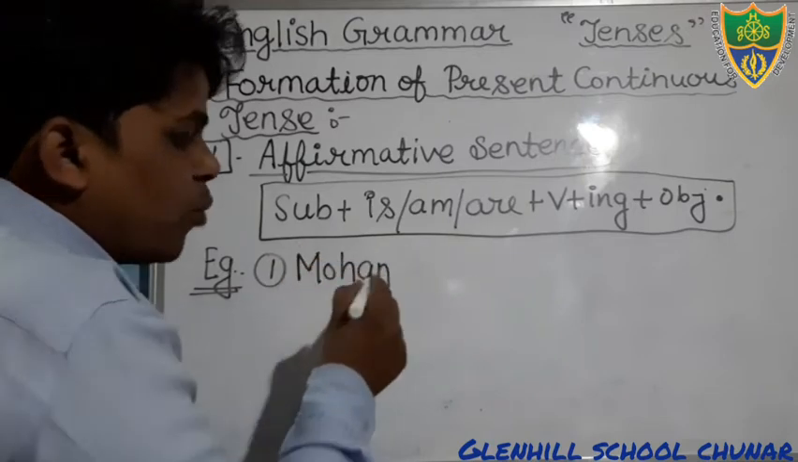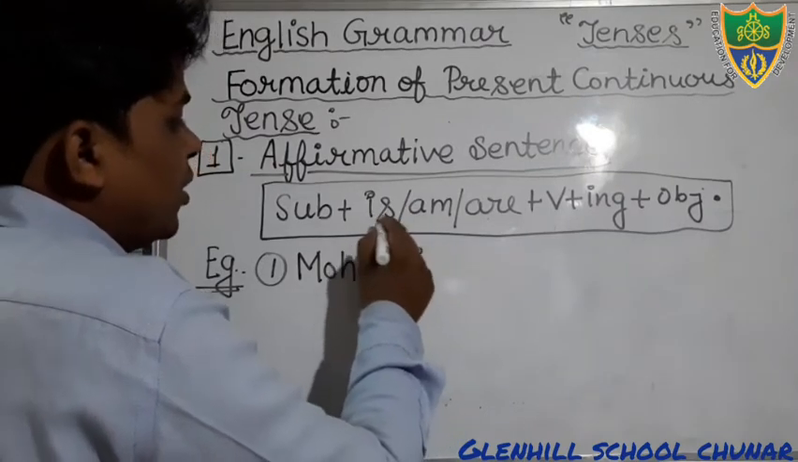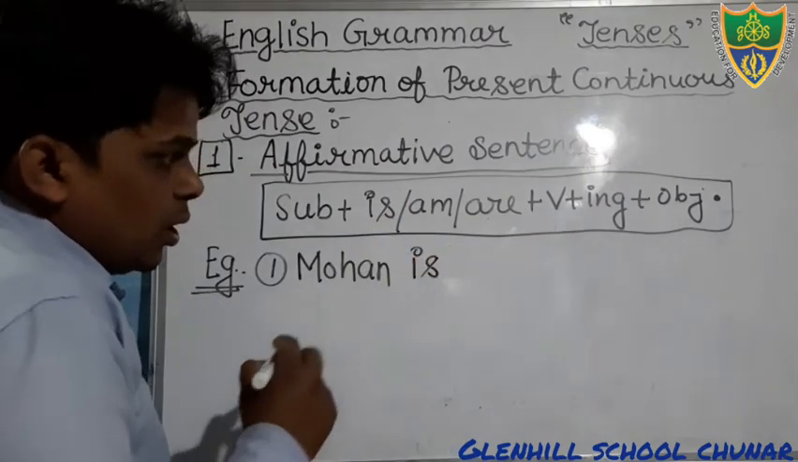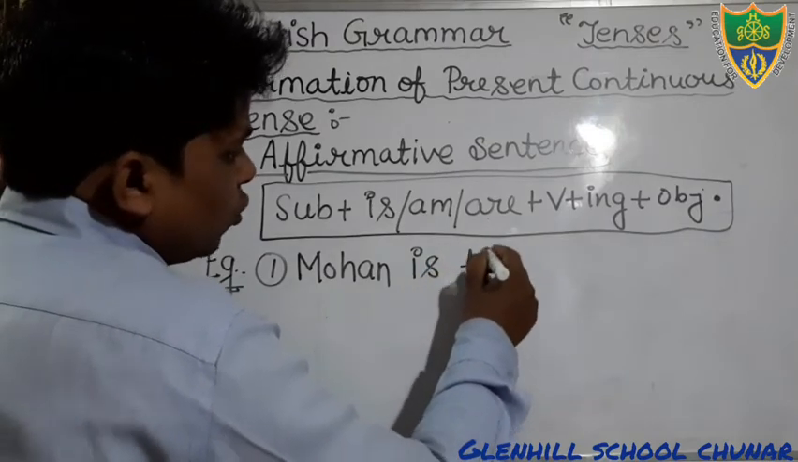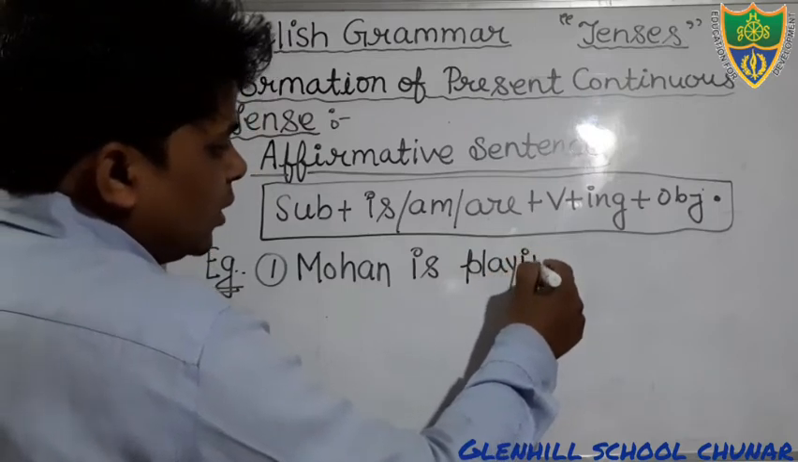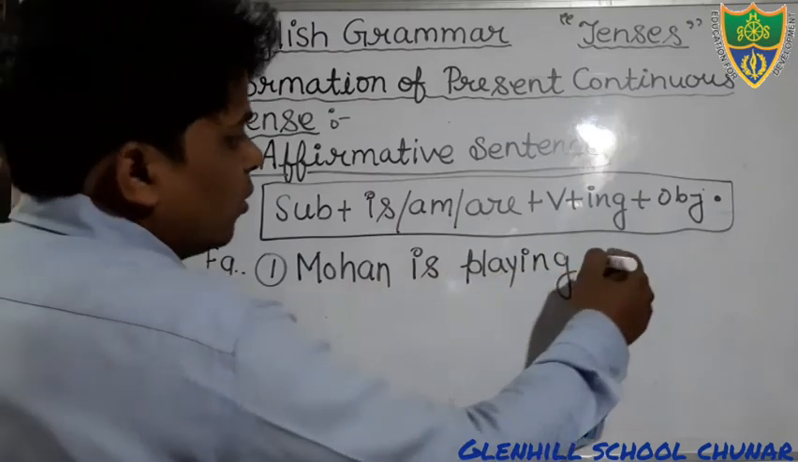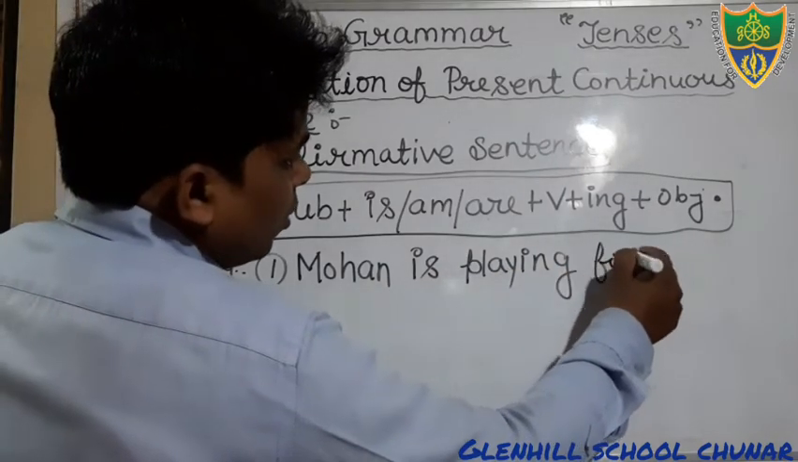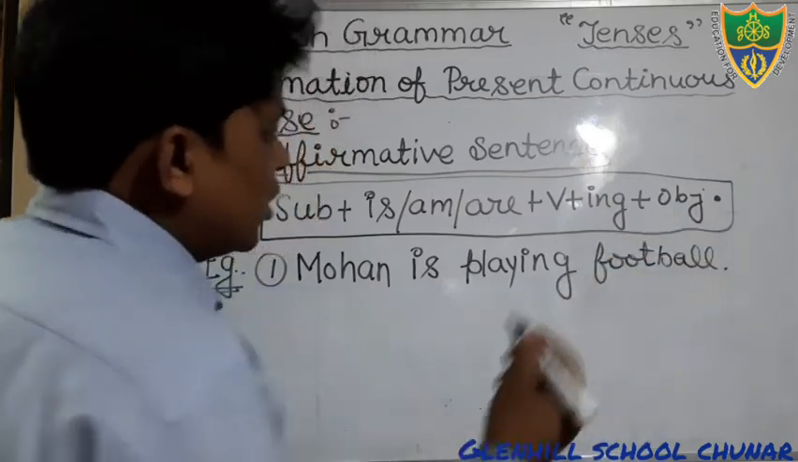Mohan is the name of a boy, that is singular, and with Mohan we will use the helping verb is, because that is singular. So just here, Mohan is. Suppose that your verb is play. Then we will add ing here, it becomes playing. Let's see, Mohan is playing football. Okay, so just write down.